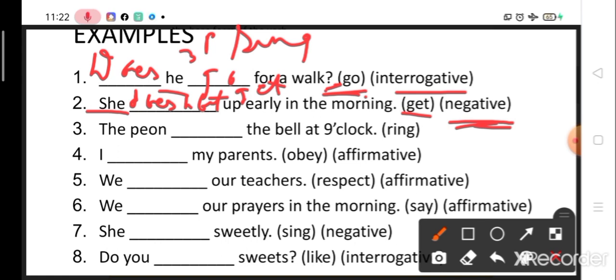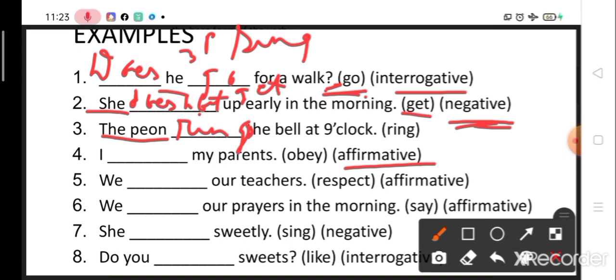Now the peon dash the bell at 9 o'clock. Now this is an affirmative sentence. Although it's not given, we can make out from the sentence that it is an affirmative sentence. And the peon again is third person singular, therefore we are going to use with it the base form plus s, that is, the peon rings the bell at 9 o'clock.